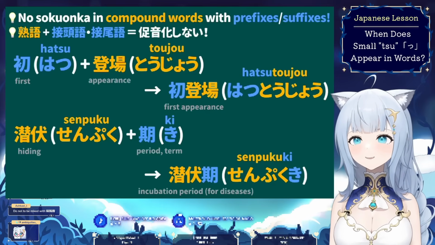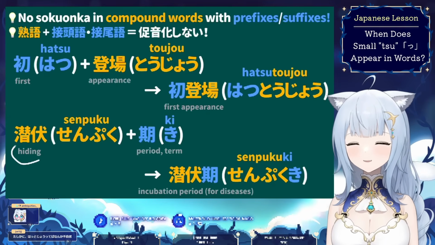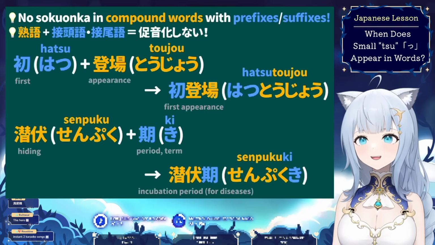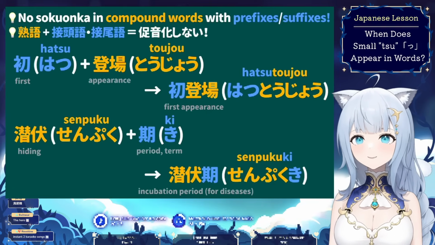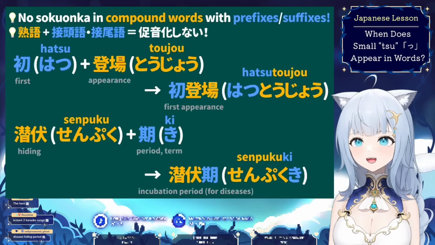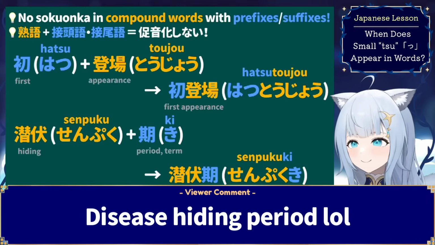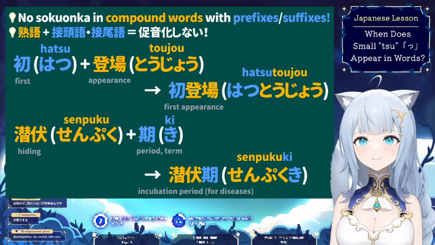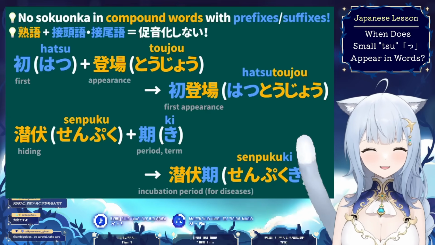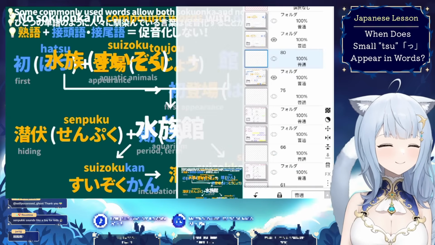Right? Then the second one is senpuku. Yes, this is a compound word. Sen means hiding, plus ki, period or term, which means incubation period for diseases. Senpuku-ki. For example, when you caught the flu, your flu virus was hiding inside your body for, I don't know, like 3 days or so. So 初登場 not with sokuonka, 潜伏期 not with sokuonka. 潜伏期 sounds cute though. Yes, and ki, period and term, is a suffix. And one more. Ta-da!